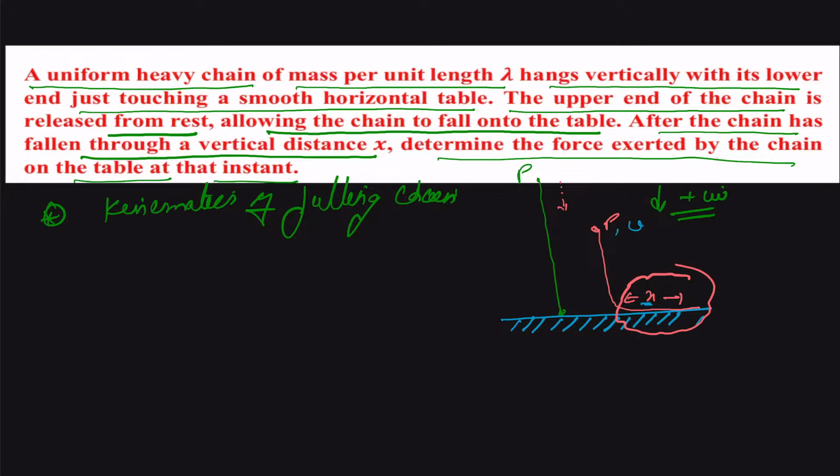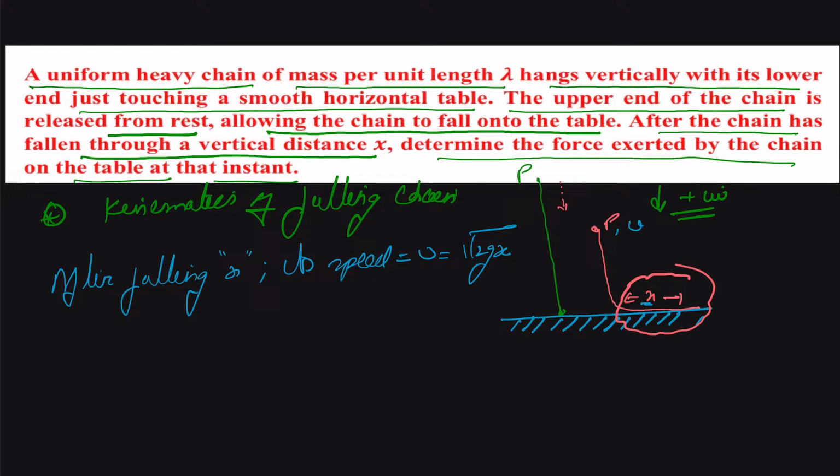And so therefore we can say after falling x, its speed is equal to v, and that will be equal to √(2gx). Okay, because it is going to start from initial velocity equal to 0.